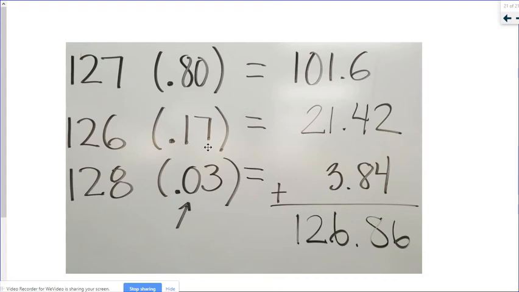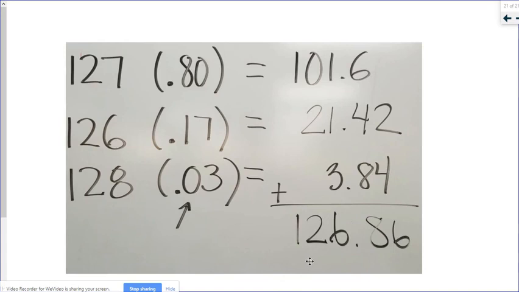126, I had 17% of that. And so I multiplied those together. I ended up with this value. Over here, 128, I had 3% of that. Now be careful on this because people oftentimes will want to put 0.3 here instead of 0.03. And the problem with that is that you're going to end up with 38.4 over here. And that's not the correct answer. So once you get all of these added up, you're going to end up with, adding them together, 126.86.